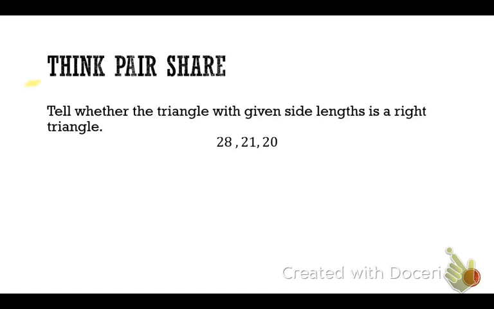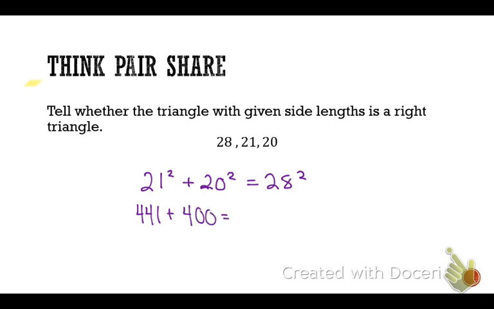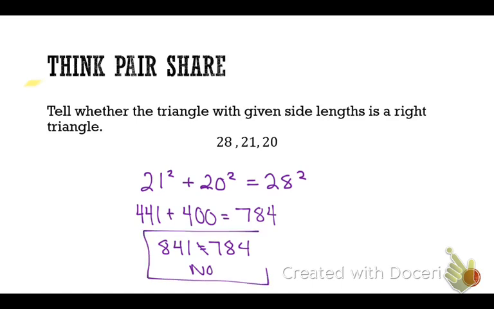All right, so we have 21 squared plus 20 squared equals 28 squared. What is 21 squared? 441. Yep. What's 20 squared? 400. And what's 28 squared? 784. Okay, and so we have 841 and 784. Do those equal? No.